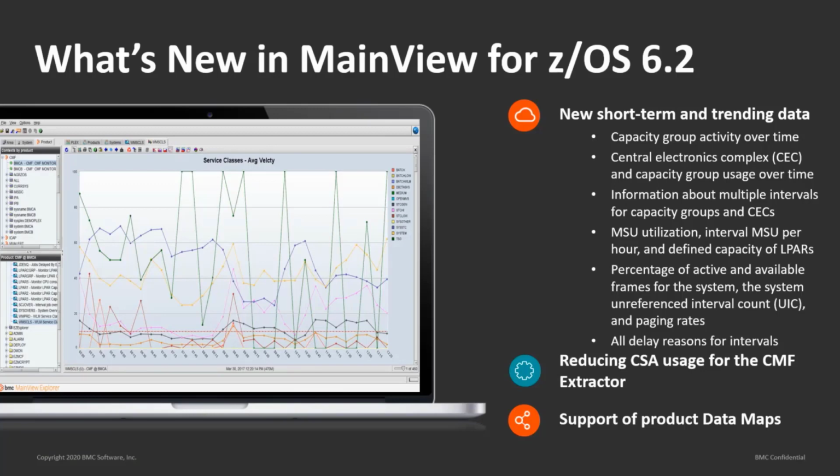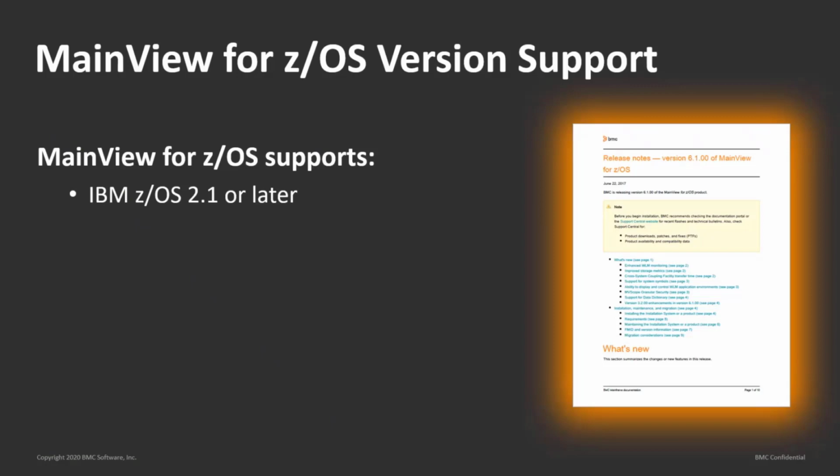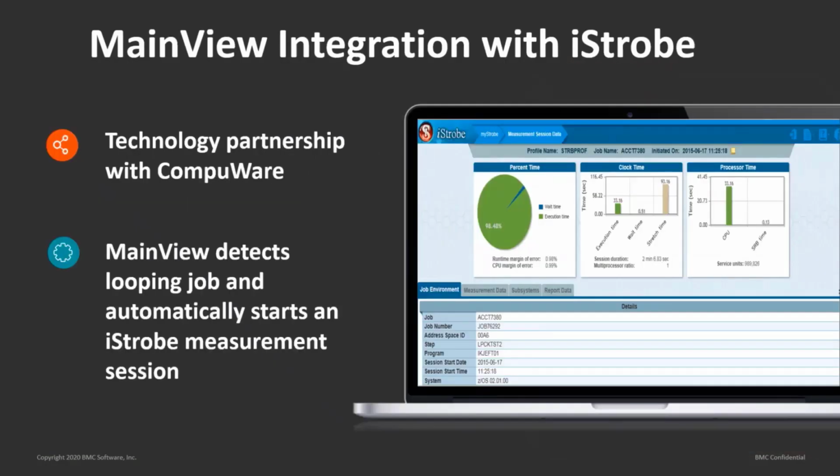And the other one we have added is support for data maps. What that means is now you can use table data maps, and these data maps with MainView history extraction utility, to enable third-party products to analyze MainView history. So now you can describe these fields in history records for the product, and the TDM lists all the data maps for the product. MainView for z/OS now supports IBM z/OS 2.1 or later.